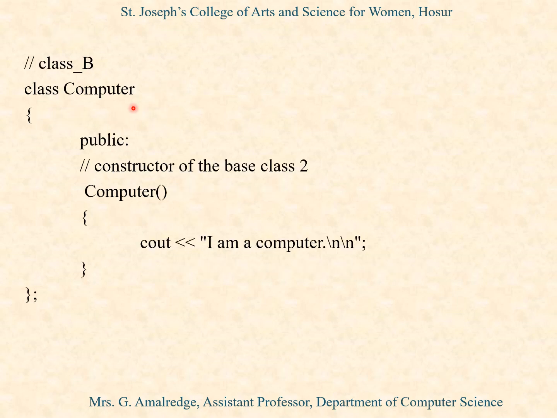and we are going to create another base class called computer. In that base class also we are not using any data members and member functions. Just we are creating a constructor called computer. The name of the constructor and the name of the class must be same. And in constructor computer we are creating a print statement, that is I am a computer. So we are closing the second base class also.